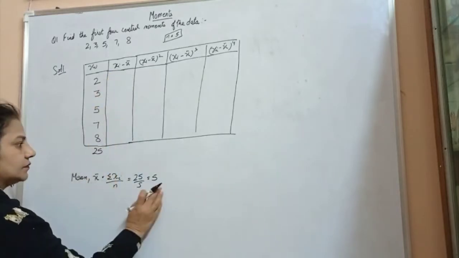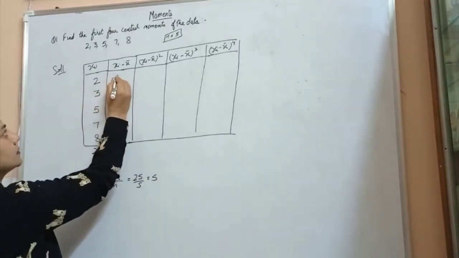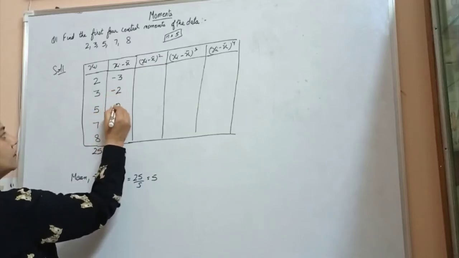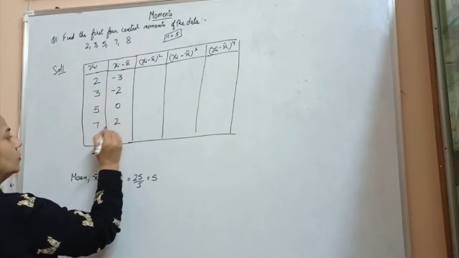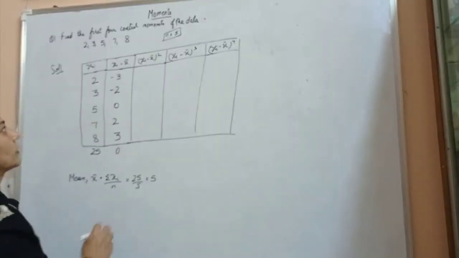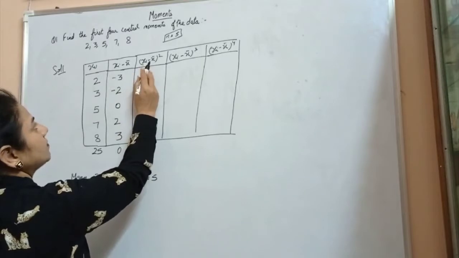X bar, the mean, is 5. So 2 minus 5 is minus 3, 3 minus 5 is minus 2, 5 minus 5 is 0, 7 minus 5 is 2, 8 minus 5 is 3. On adding we get 0.